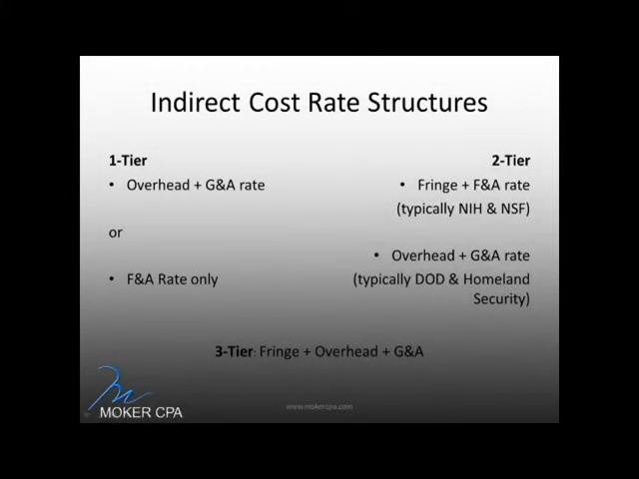Indirect cost rate structures consist of 1, 2, and 3-tier structures. 1-tier structures combine overhead and G&A rate, or F&A rate on its own, which may be used by any agency. 2-tier structures that consist of fringe and F&A are typically for National Institutes of Health and the National Science Foundation. 2-tier structures that consist of overhead and G&A are typically used by the Department of Defense and Homeland Security. Finally, 3-tier structures that consist of fringe, overhead, and G&A are not as common but typically used by the Department of Defense and Homeland Security. Other agencies may fall into one of these traditional models or may have a preferred method of their own.